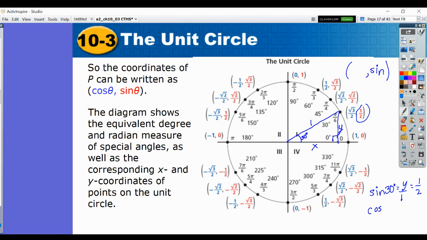If I said, what is the cosine of 30 degrees? Well, cosine is adjacent over hypotenuse. That would be x over 1, which is the x-coordinate. So the cosine is always the x-coordinate. So the answer for cosine of 30 is square root of 3 over 2. So let's try a couple of practice problems, and then I'll tell you something else.